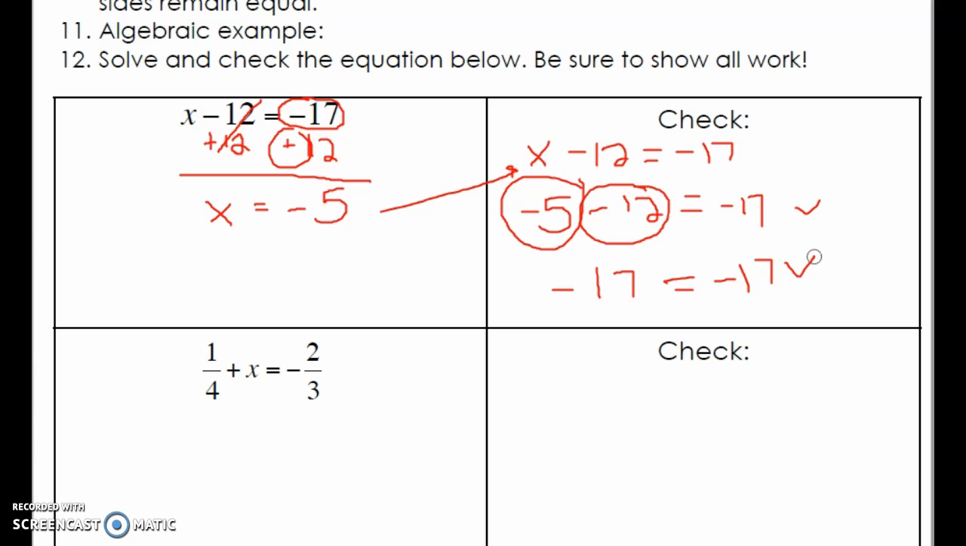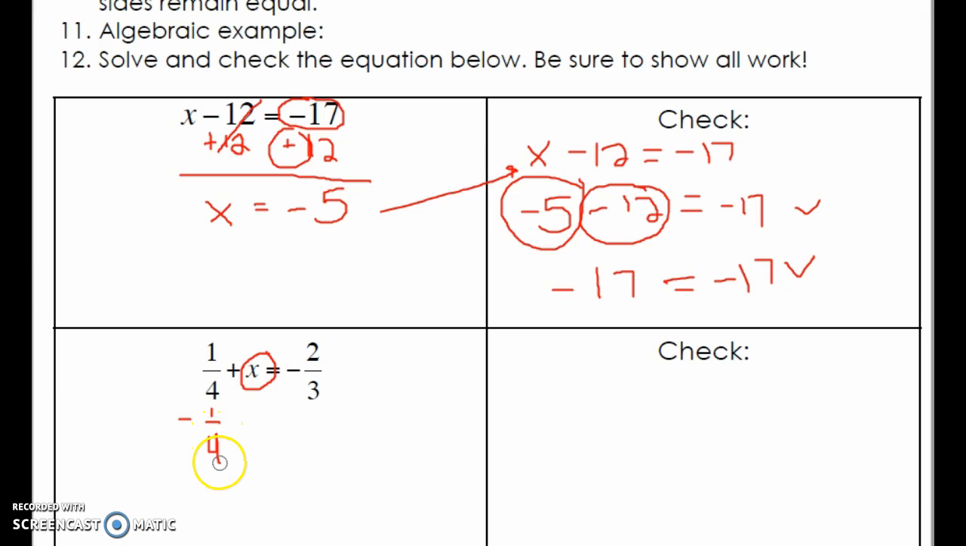Let's try this last problem here. I have 1/4 plus x equals negative 2/3. Okay, you're seeing fractions and you're probably freaking out a little bit, but this isn't a hard problem. I still need to isolate this variable. I need to get this x alone. I have a positive 1/4. What do I have to do to 1/4 to make it 0? I just simply take it away. I subtract it.